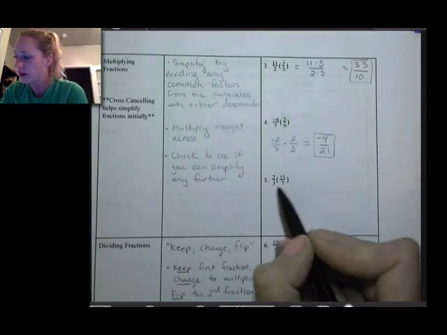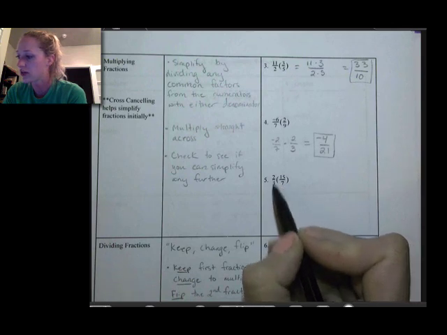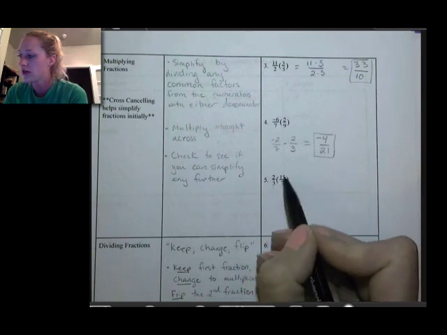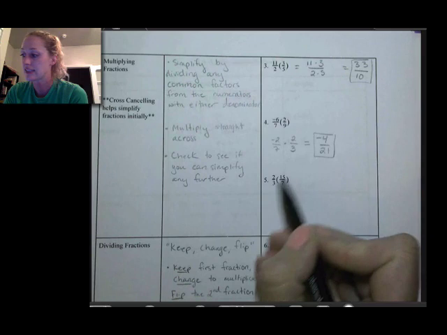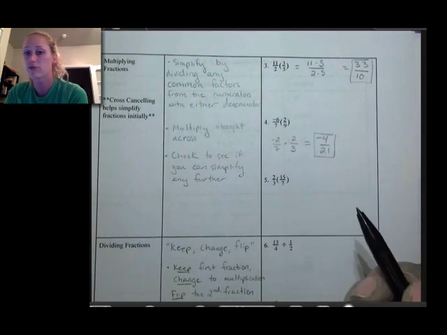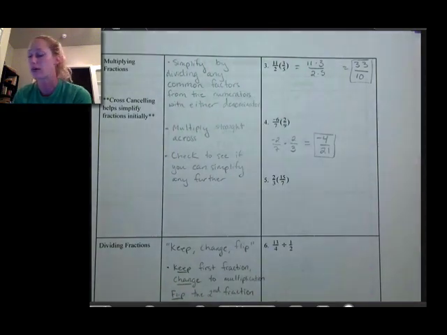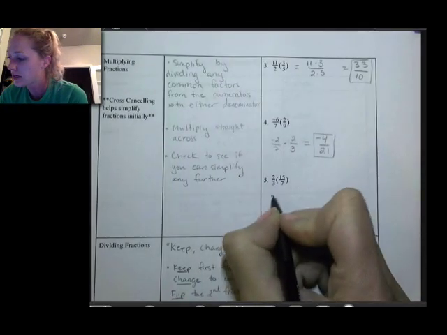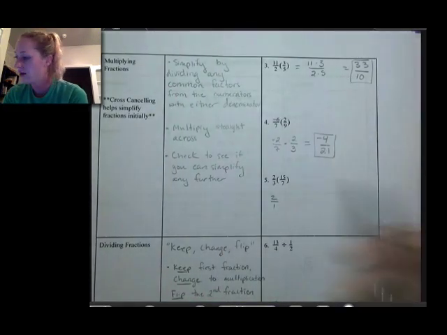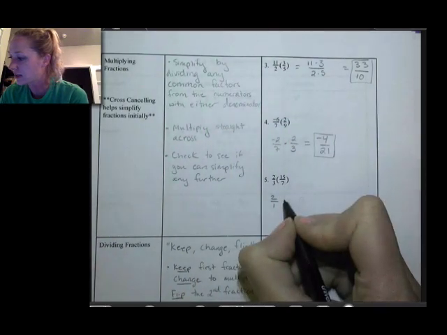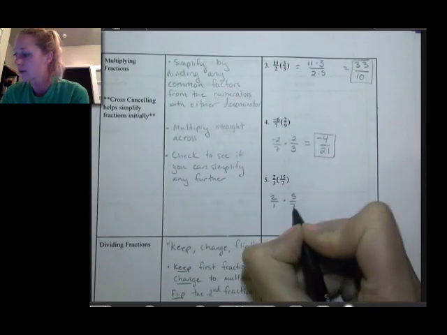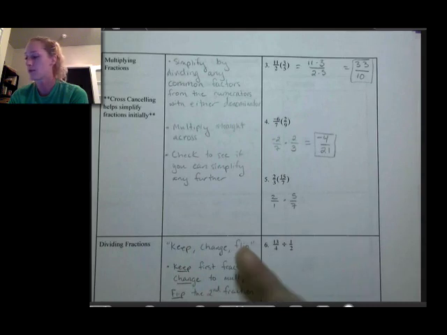Okay, check for cross-canceling. So 2 and 3, no. 2 and 7, no. 15 and 3, yes. They have a common factor of 3. 3 goes into both of those values. So I'm going to divide out 3. So 3 divided by 3 is now a 1. 15 divided by 3, that's now a 5. So I've simplified. Now I'm going to multiply.